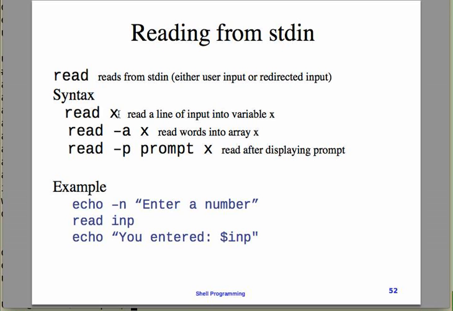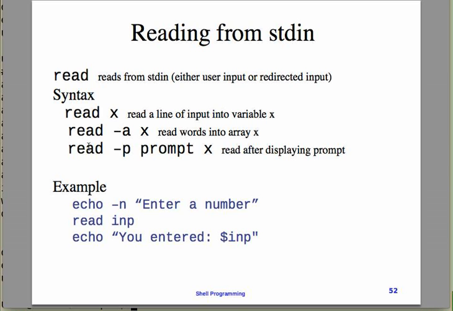You just say read and then a variable. And so whatever the user types in, the first string, and these are only strings, you can actually have the user enter a number and treat it as a number, but remember, really, they're all just strings. You can also use the -a option and read a whole bunch of words into an array of strings. You can also say read -p and say something like enter your number, and then read whatever number the user types in into the variable x.